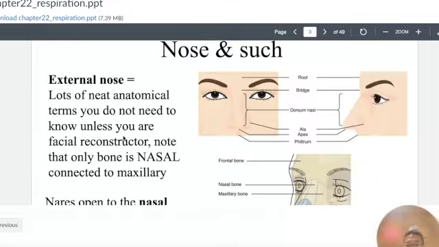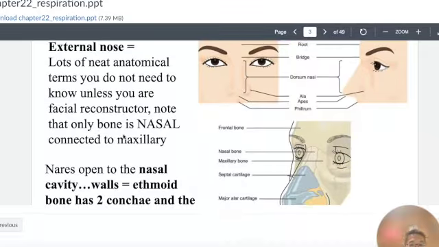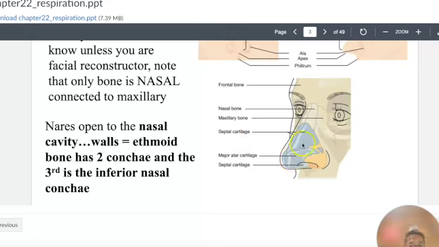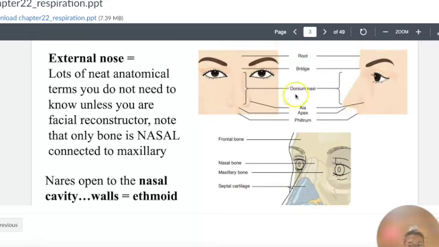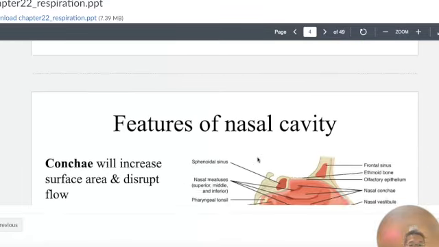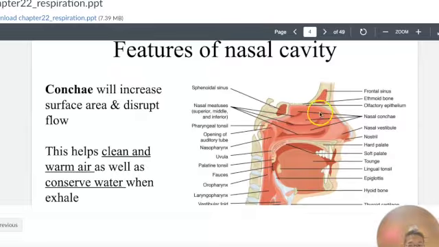So let's start with the outside. Okay, the external nose. There's the nasal cavity. You guys remember the ethmoid bone, okay? And the conchae are in there. They help warm up and moisten the air. Okay, there it is. These are the nasal conchae.